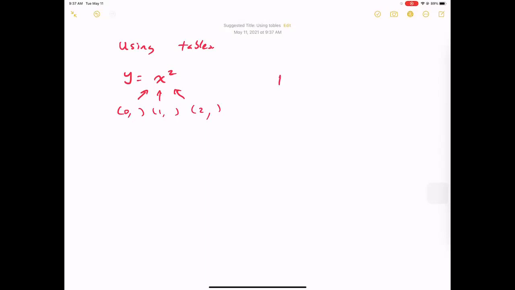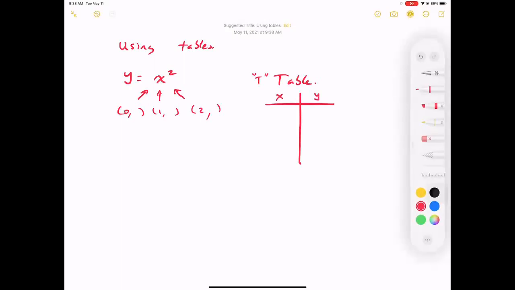So we come up with something called a table. Often this is called a t-table because it looks like a T. Let's make this straight. On the left side, we usually put our variable that we're plugging in, and the right side is our output. You can think of this again as your input and your output. I'm inputting an x, I'm outputting a y. This is our input, and this is our output.